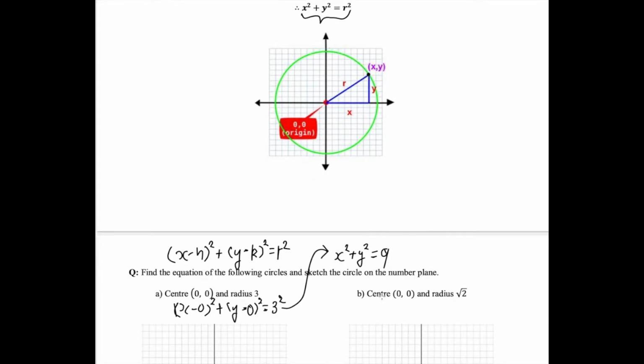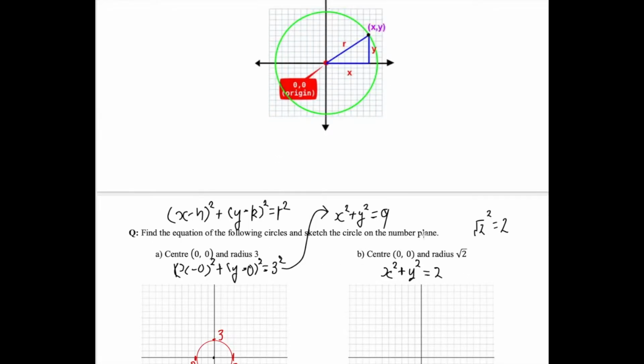If the center is 0, 0, then you can say the equation is x squared plus y squared is equal to the radius squared. Now in this case, the radius is the square root of 2. So what's the square root of 2 squared? Well, that will just give you 2, right? So then this is equal to 2. This 2 is obtained from squaring the square root of 2.